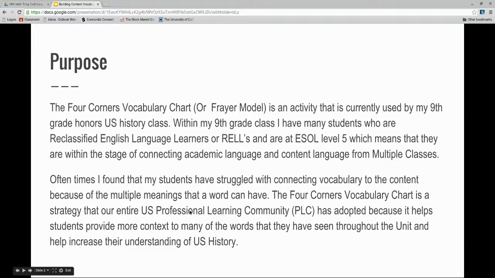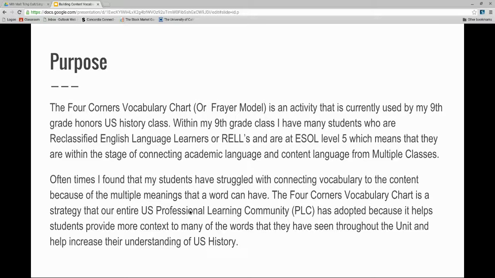So our purpose of using the Frayer models is that at our school we have a high transient population, and so we really are trying to bridge this gap of what our students know and what they do not know. Especially within my 9th grade class, I have a lot of students who are RELs and who are ESOL level 5. So that means that they are within the stage of connecting academic language and content languages from multiple classes, and sometimes that information clashes because the words have multiple meanings.